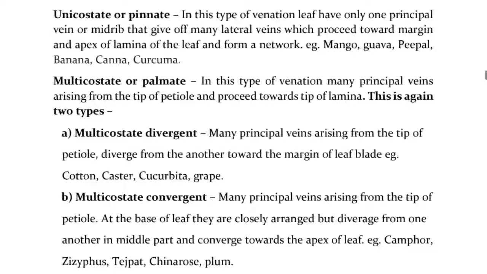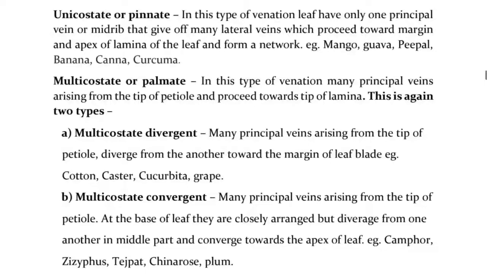Multicostate or palmate. In this type of venation, many principal veins arise from the tip of the petiole and proceed towards the tip of the lamina. This is again of two types. Multicostate divergent: many principal veins arising from the tip of the petiole diverge from one another toward the margin of the leaf blade, e.g. cotton, castor, cucurbita, grape, beet.